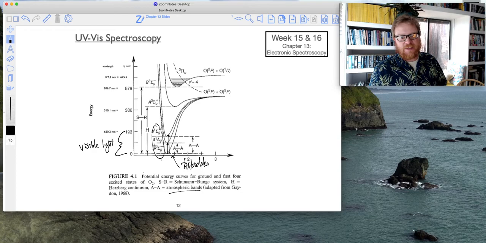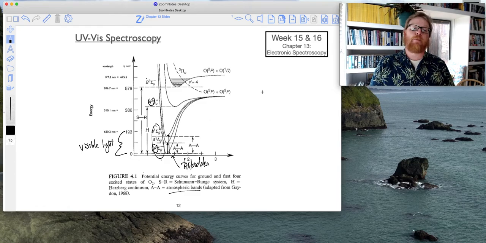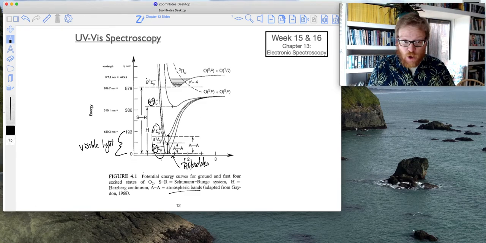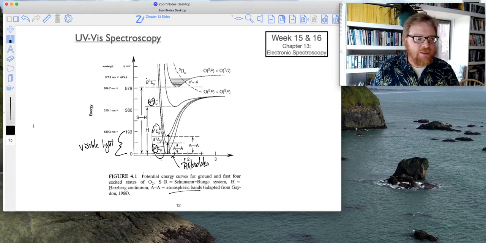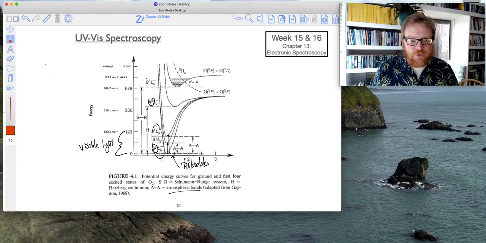So that corresponds from this X triplet state to this A triplet state for the Herzberg. And then for the Schumann-Runge, it corresponds from this X triplet state to this B triplet state, okay? And what I want to point out here in the case of oxygen, the overlap is terrible. Right? You notice that? If I were to go from a vertical transition, let's change colors here. So if I were to do a vertical transition for this Herzberg continuum, for example, the vertical transition going straight up, you can see there's not very good overlap at all, okay?